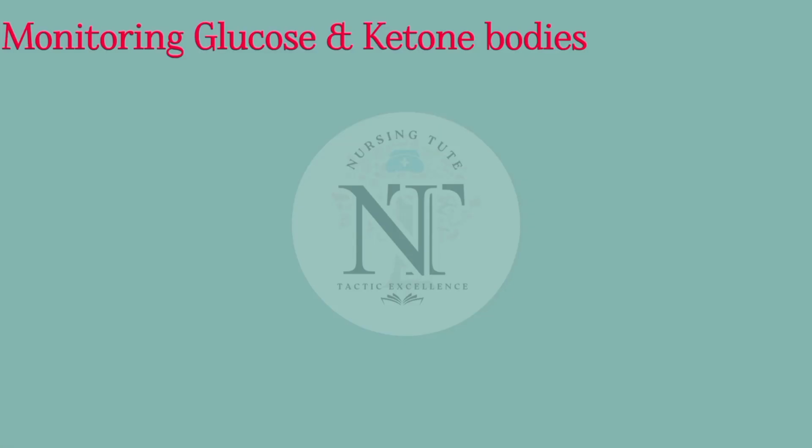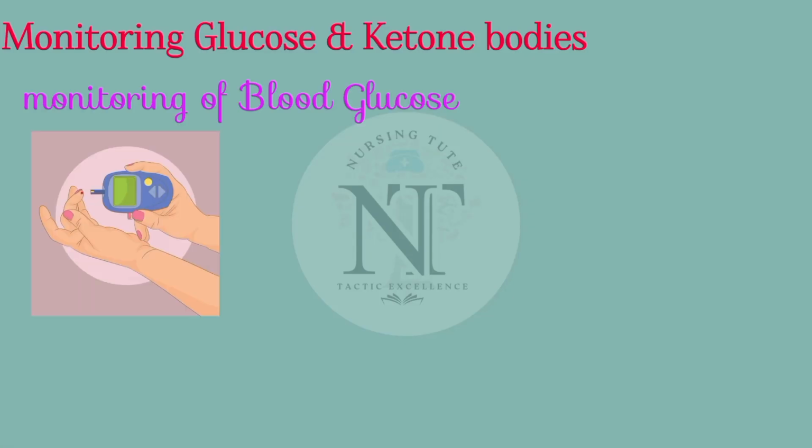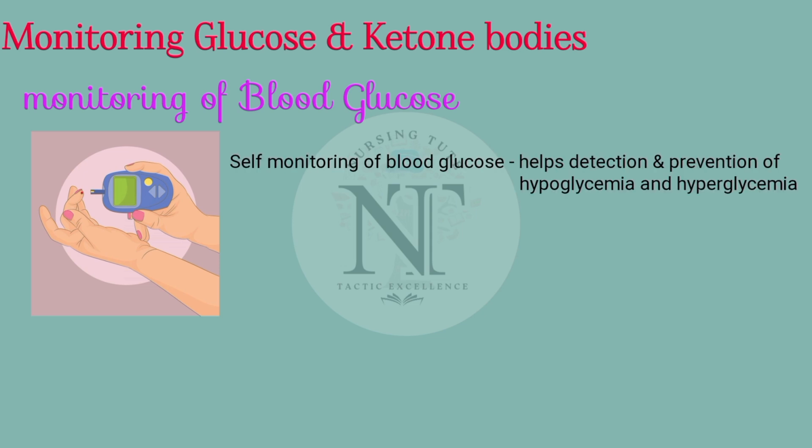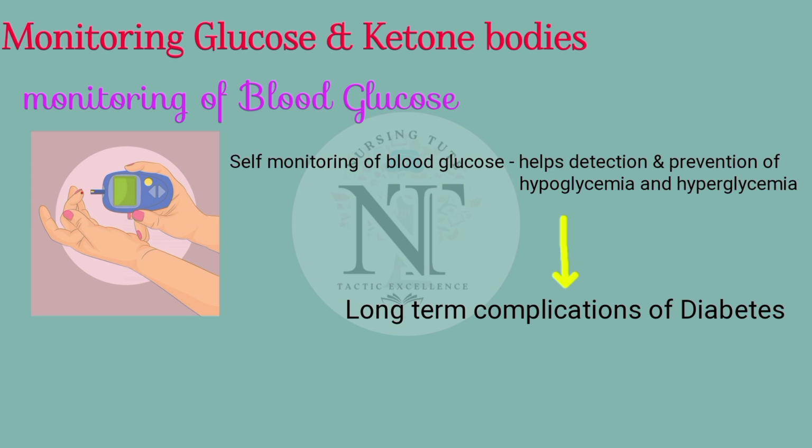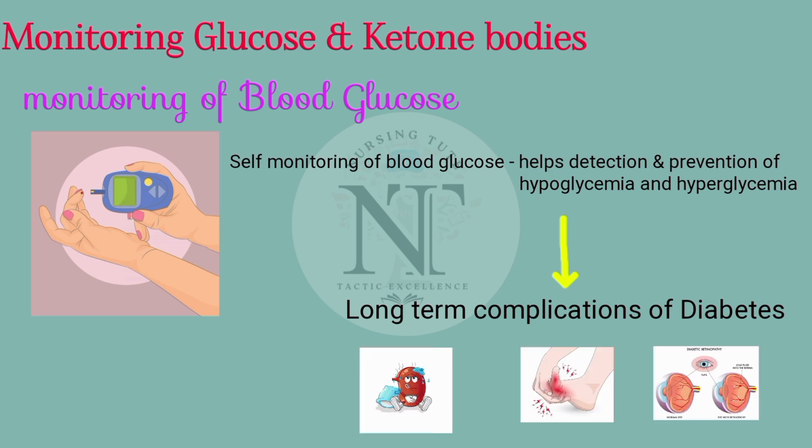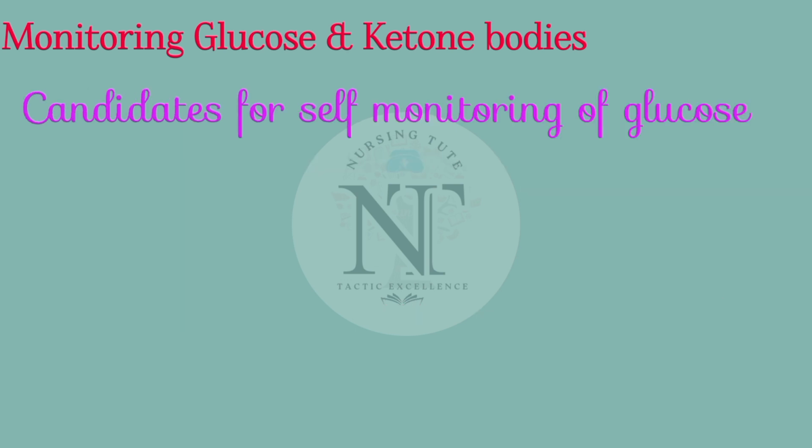Monitoring glucose levels and ketones. First, we talk about glucose monitoring. Self-monitoring of blood glucose allows for reduction and prevention of hypoglycemia and hyperglycemia, and also plays an important role in normalizing blood glucose levels, which may help in reducing long-term diabetic complications like nephropathy, diabetic neuropathy, diabetic retinopathy, and more. Candidates for self-monitoring of blood glucose.